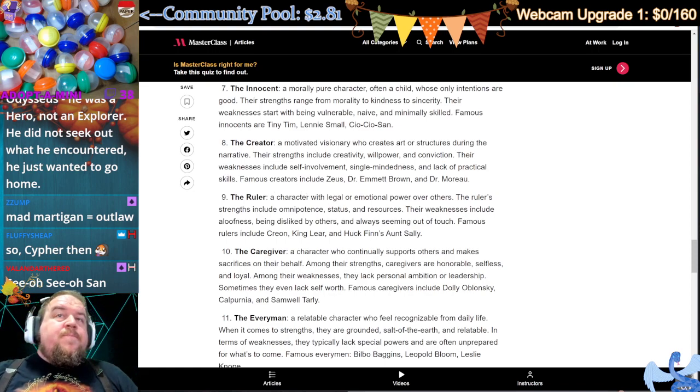The Creator, a motivated visionary who creates art or structures during the narrative. Their strengths include creativity, willpower, and conviction. Their weaknesses include self-involvement, single-mindedness, and lack of practical skills. Famous creators include Zeus, Dr. Emmett Brown, and Dr. Moreau.